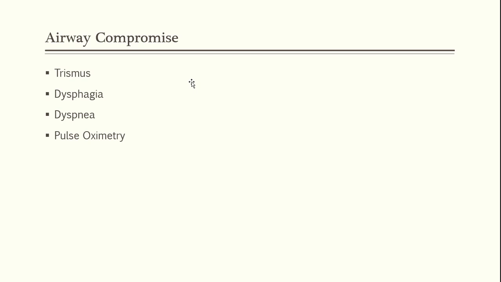Dysphagia or dyspnea, difficulty in swallowing or difficulty in breathing. These are signs that the patient might have a severe infection that's reaching the airway. And pulse oximetry: if the patient has a pulse oximeter reading less than 94%, there is some airway compromise.